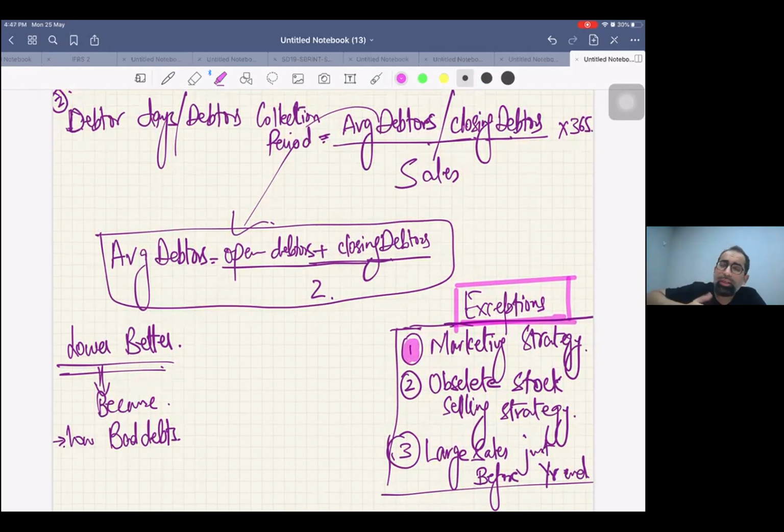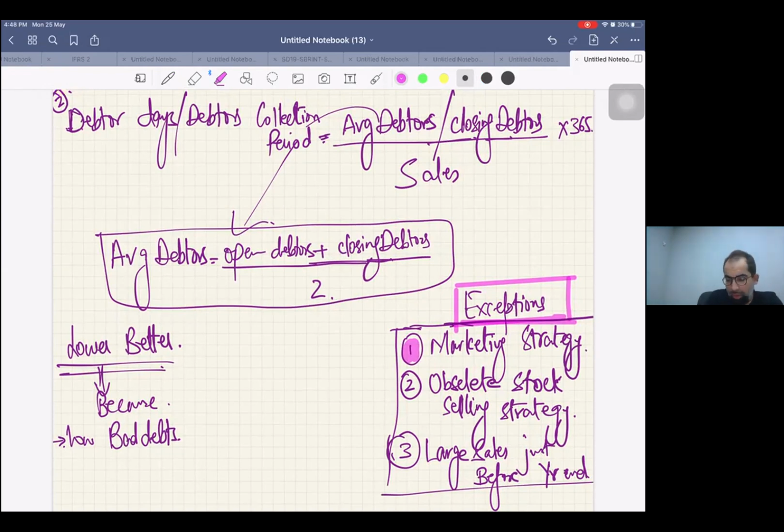You decided to increase the credit limit of your customers. Earlier you were giving just a 20 day time period to customers, now you are giving 60 days. Why? So that they don't go to your competitors. You want to retain your customers, so it's a good strategy. Now you are increasing your debtor days with an objective, and that objective is a long term strategy. You need to make a long term customer base, and now it's good for the organization. So don't say that increasing debtor days is always bad, sometimes it is good.